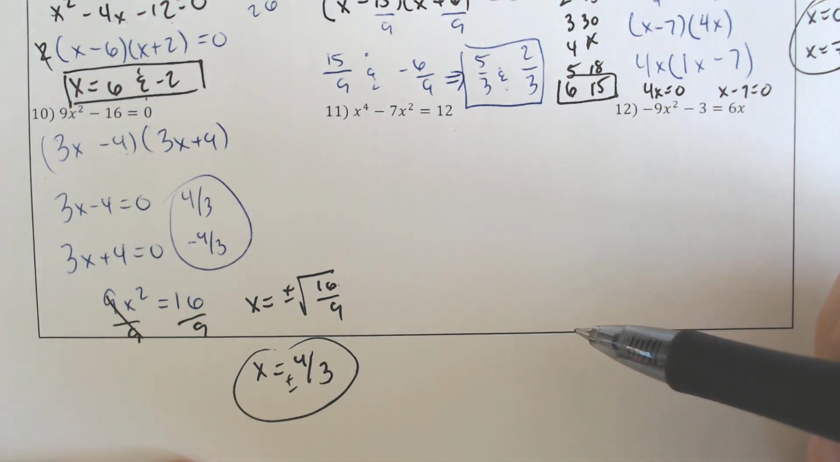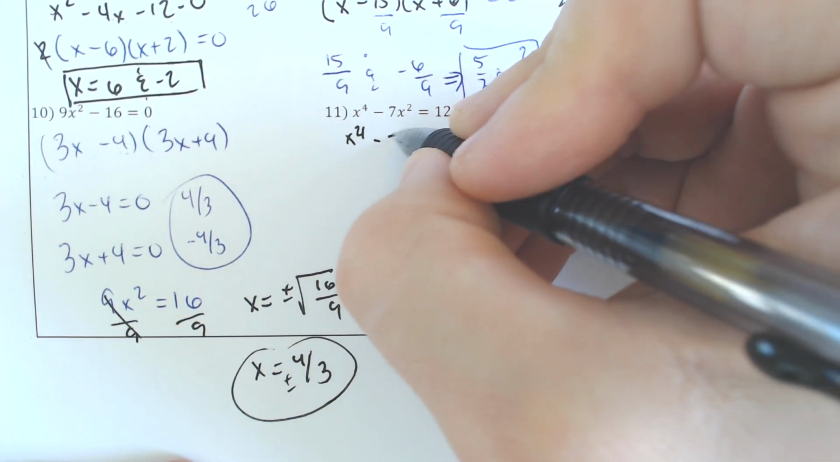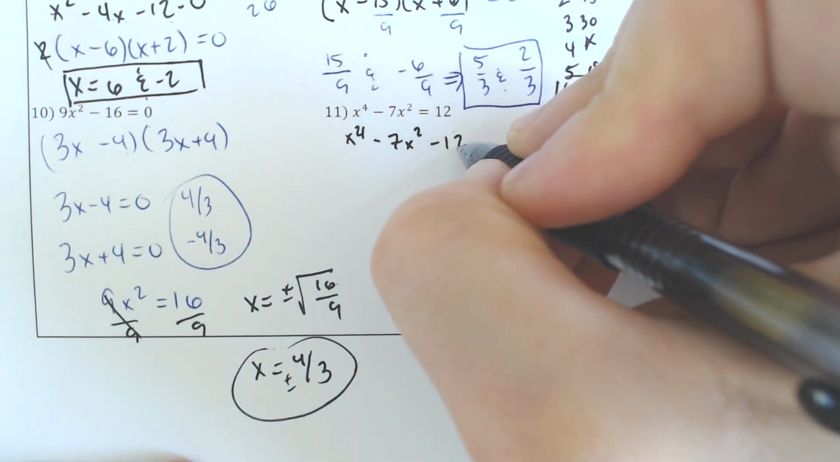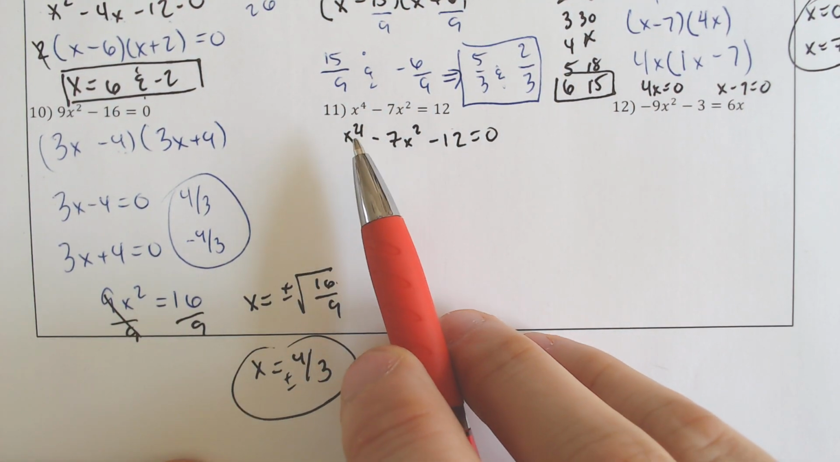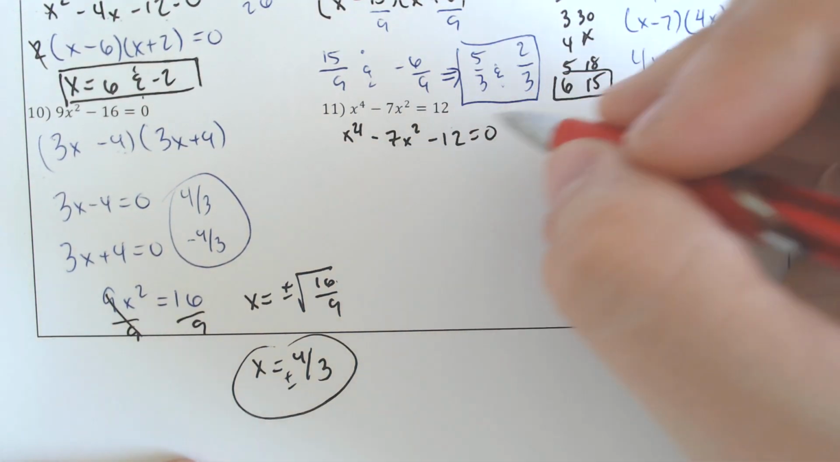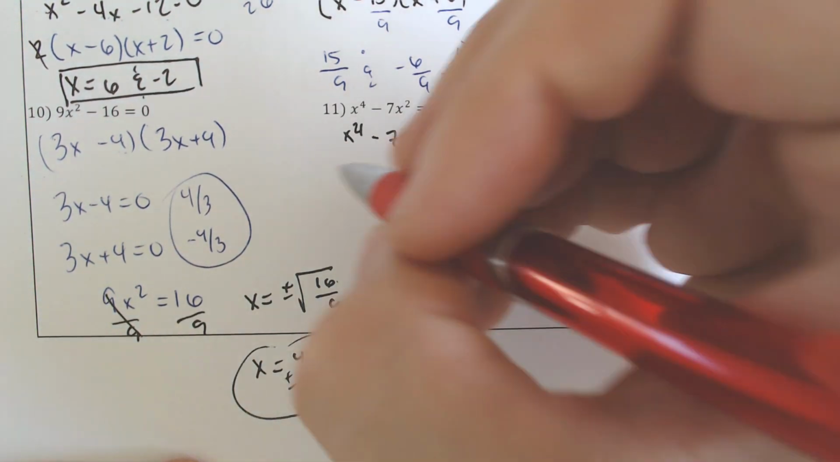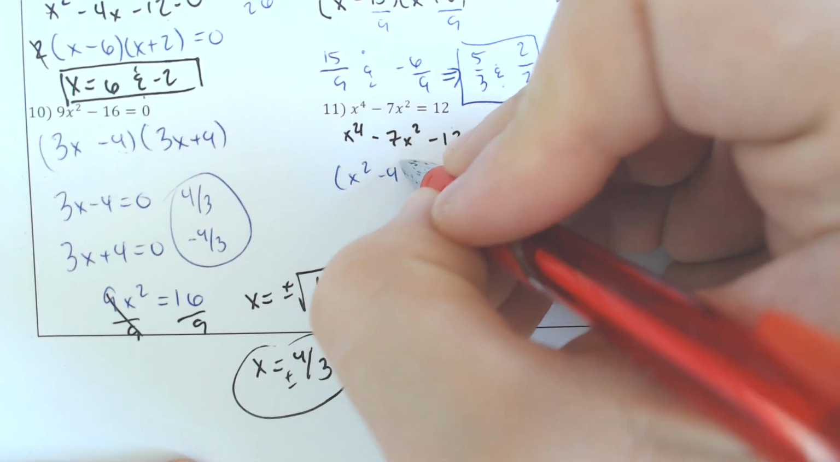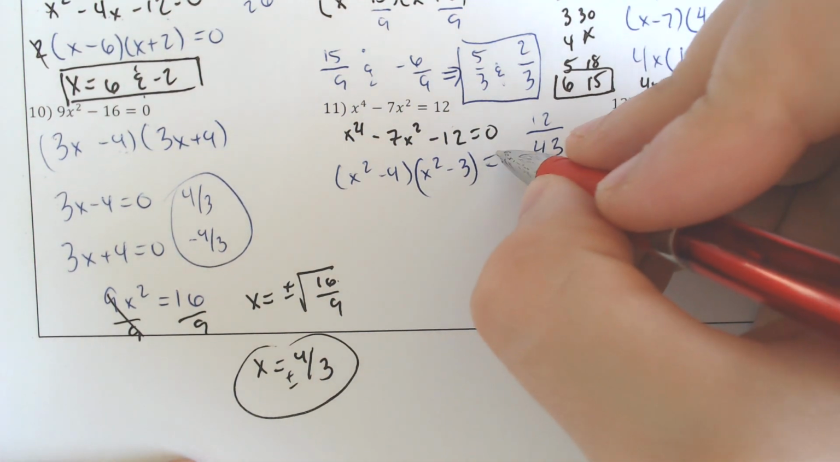It's an x to the fourth. That doesn't change anything. We're going to subtract the 12 over. We're going to get x to the fourth minus 7x squared minus 12 equals 0. The reason that this is still factorable is because it's a 4, then a 2, then no x's. So what multiplies to 12 but adds to 7? Well, that's going to be a 4 and a 3. So this is going to be x squared minus 4 and x squared minus 3 equals 0.